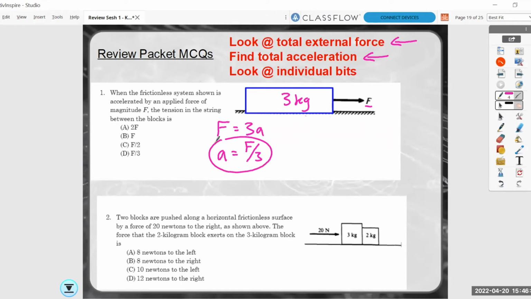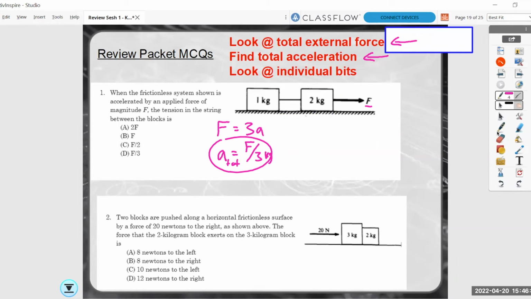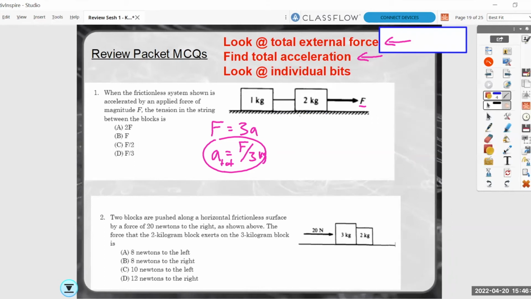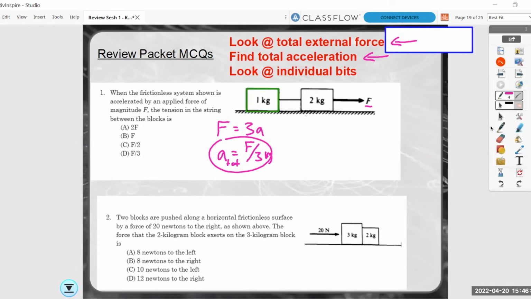Now, I'm going to wait a moment because I'm not ready to circle an answer. The total acceleration of my system is F divided by 3 kilograms. So now I want to open the box and look for a moment at my 1 kilogram mass, over here in green. My 1 kilogram mass only has one force on it. It has this tension force on it.